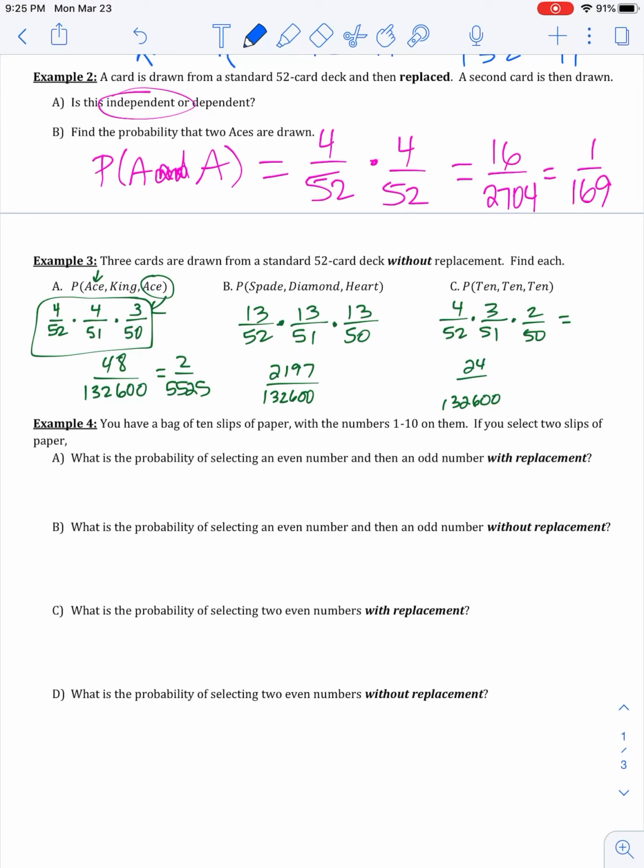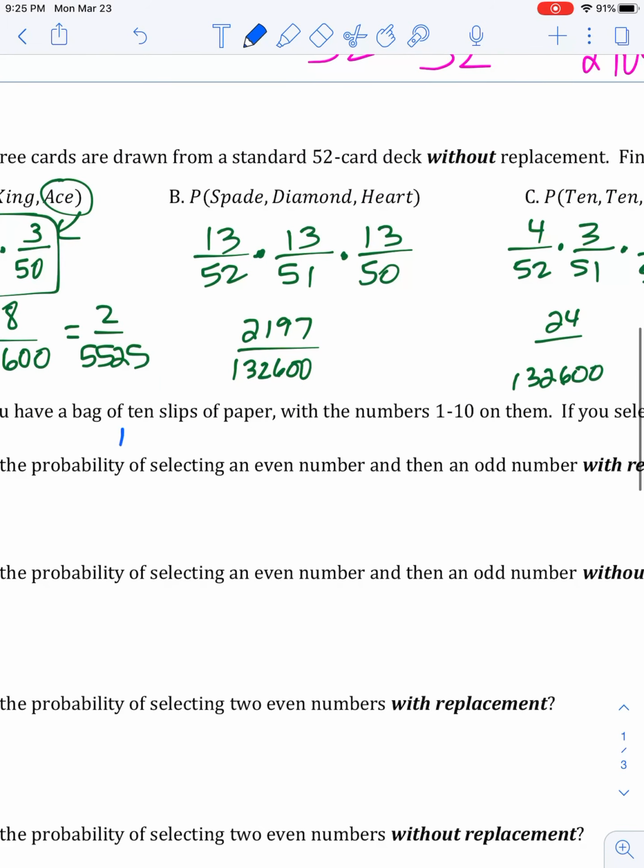In our last example, we're talking about a bag of slips of paper with numbers 1 through 10. If you select 2 slips of paper, what is the probability of getting an even number and then an odd number? And we're going to find that with and without replacement. So I'm going to write out these numbers. 1, 2, 3, 4, 5, 6, 7, 8, 9, 10.